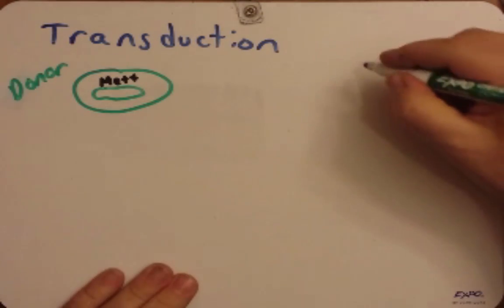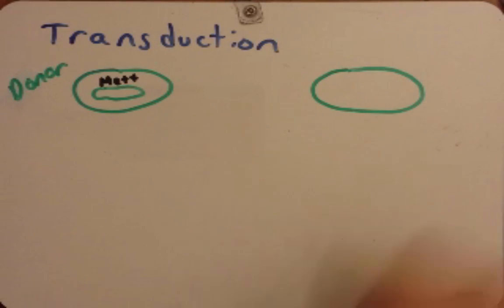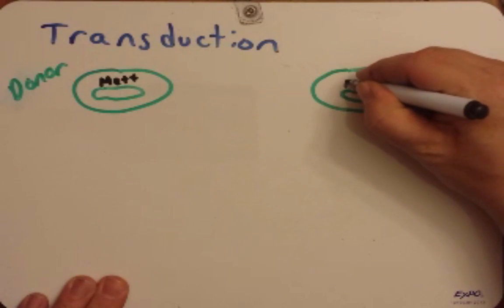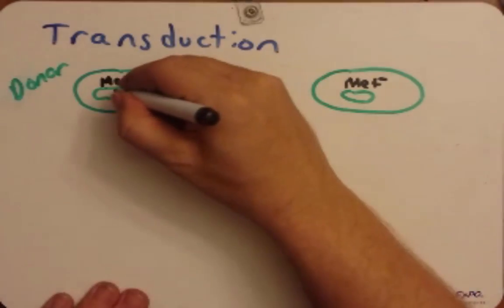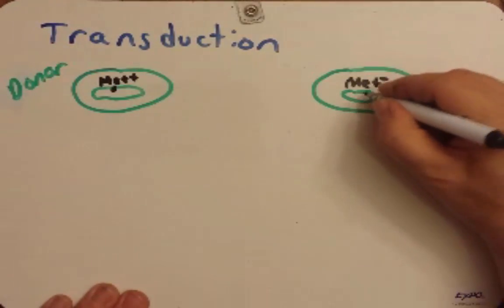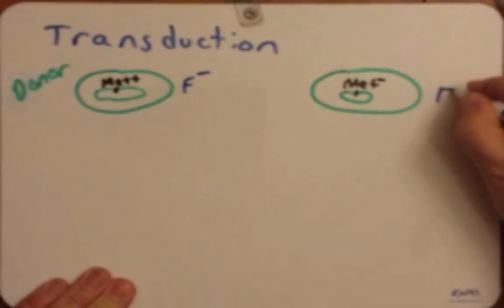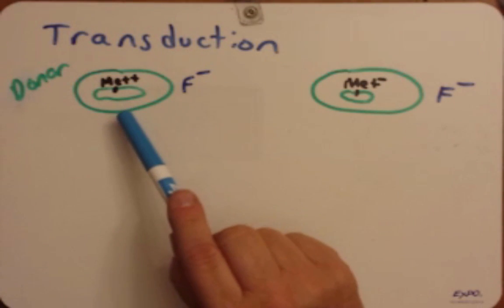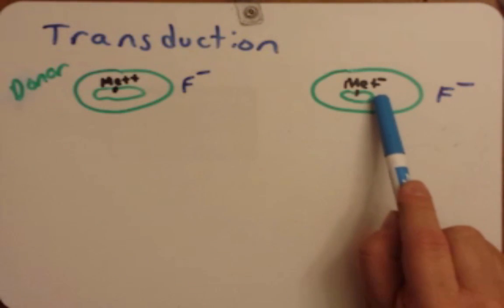And then let's take a recipient cell over here, also E. coli, and also with a genome. And let's say the recipient cell is met minus. And let's just draw the gene on both of these as this little black line. And for fun, let's just make sure we say these are both F minus, so we know they're not going to be able to conjugate with each other. So how are we going to get this methionine gene from the donor cell to the recipient cell?